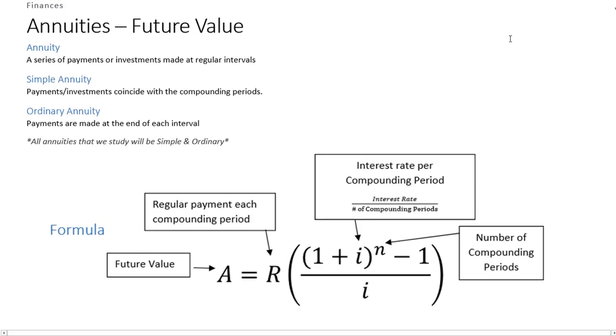All right, we're almost done here. We got two more lessons. This one is on what's called an annuity, and it's broken into two parts. The first one's future value: what is this going to be worth in the future? And we're going to look at this next lesson, present value: what would it be? What is it worth now?